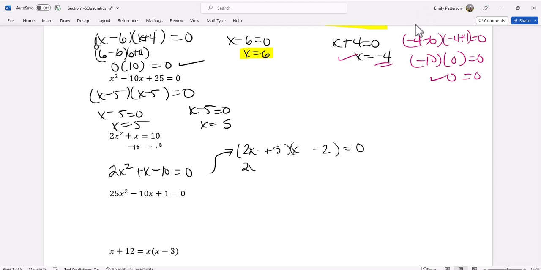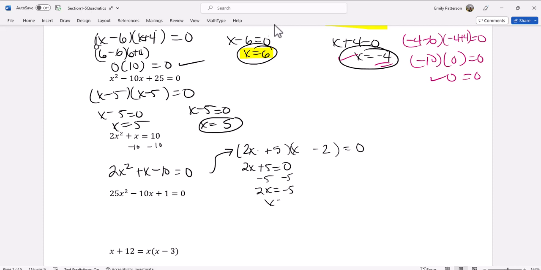So then we set each factor equal to 0. And we can have two answers. Like here, there was only one answer of 5, but before we had x equals 6 and x equals negative 4. Solving this one is a little less intuitive because I've got that coefficient of 2. So I'm going to subtract 5 from both sides. So I've got 2x is equal to negative 5, or x is equal to negative 2.5 when I divide both sides by 2. In this binomial, I've got x minus 2 is equal to 0. So adding 2 to both sides, I get x is equal to 2. So again, I have two possible roots.